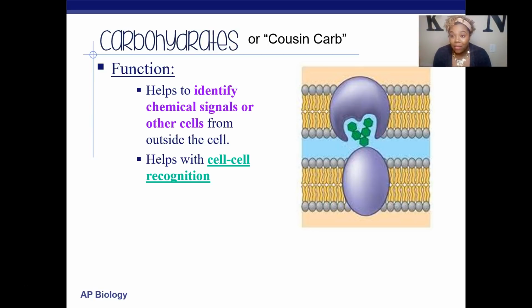All right, so now we have our carbohydrates, or our cousin carb. So carb helps to identify chemical signals or other cells that are outside the cell. Basically, carbohydrates help with cell-to-cell recognition.